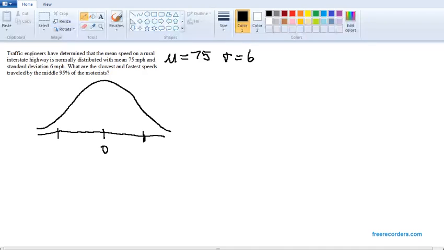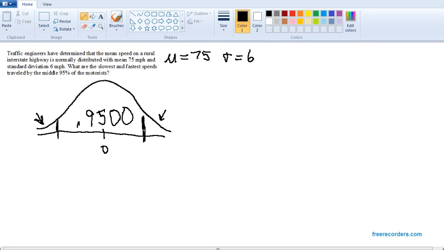Okay. So if you're in the middle 95%, that would put 0.9500 here in the middle. Well, if you have 95% in the middle, that means you have 5% not in the middle. And what would not in the middle be? Well, it would either be in this upper tail or in this lower tail. So that's where the other 5% is.